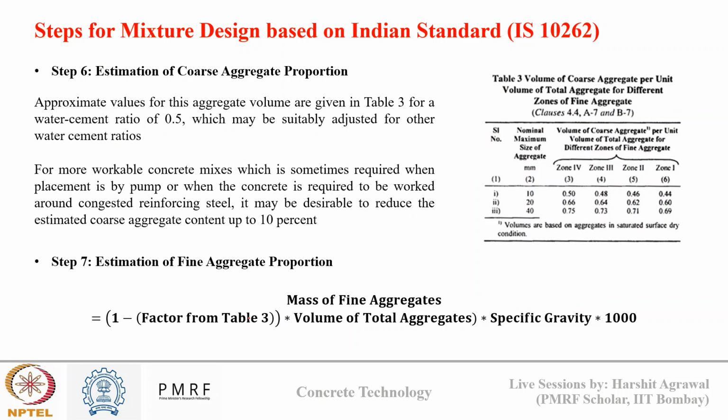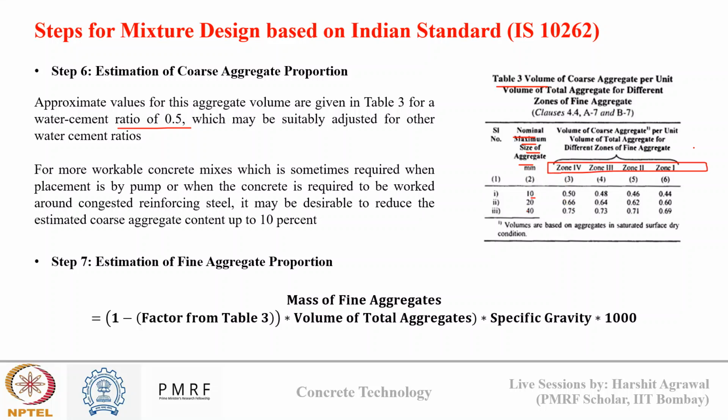Now we know water, we know cement, and we know the total aggregate content. So the next step is subdivision, that is, determining the coarse and the fine aggregate proportion in total aggregate content. Approximate values of these aggregate volumes are given in table 3 of IS 10262 for W/C ratio of 0.5. You can see, based on nominal maximum aggregate size, the volume of coarse aggregate to fine aggregate ratio is given for different zones of fine aggregate.